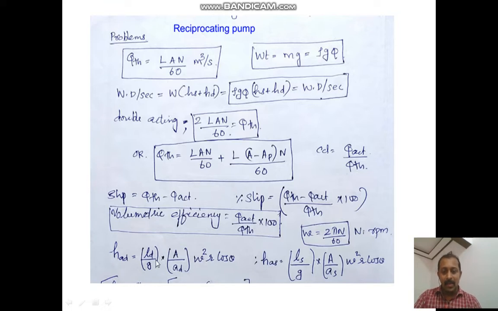So we derived the equation LD by g into A by AD omega square r cos theta. Here LD and AD are because of the delivery side. If you want the equation for the suction side, you can substitute LS and AS instead of LD and AD.